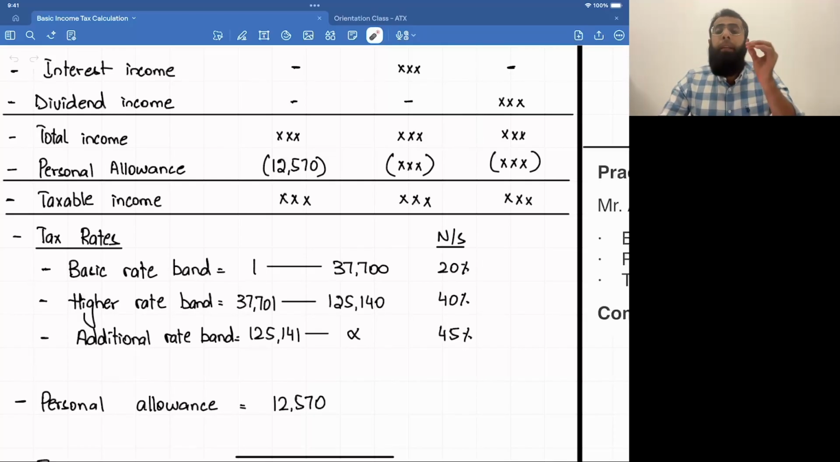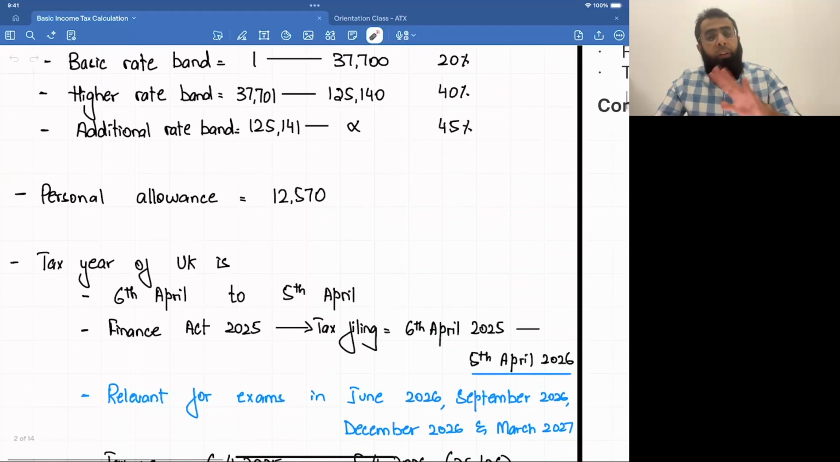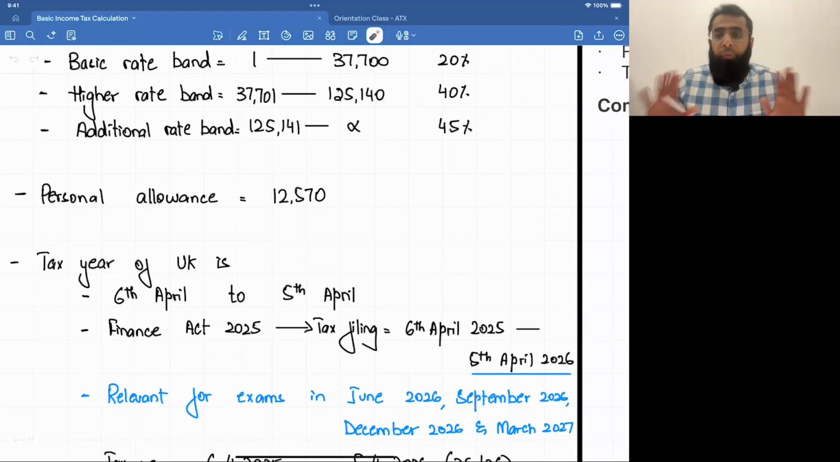In the examination, there is a document called the tax rate sheet. In that, this personal allowance, these tax bands, these rates, and a lot of other data is available, which you will be studying in your course. So I will be telling you that this will be available in the tax rate sheet. And your tax year is from 6th of April to 5th of April.